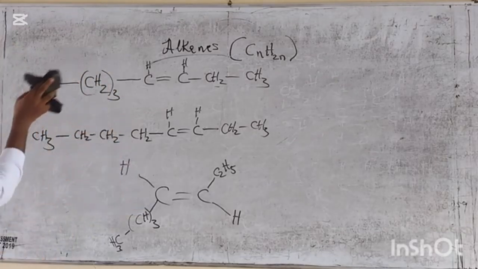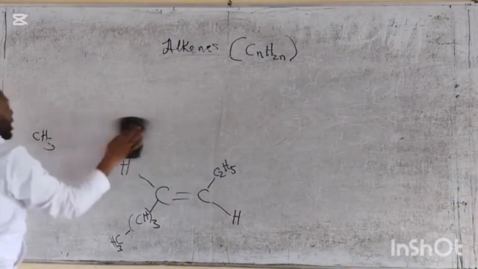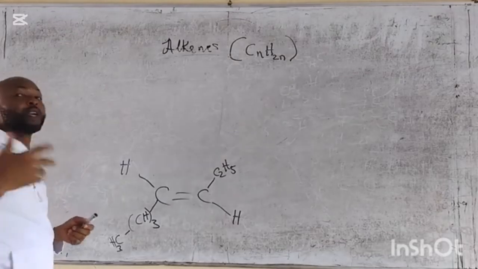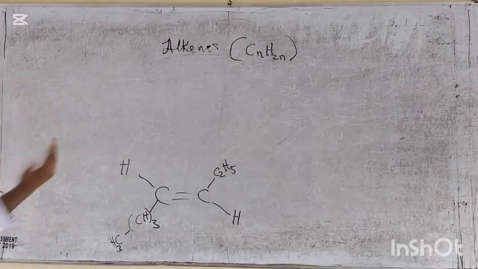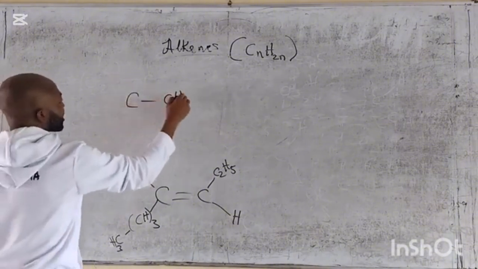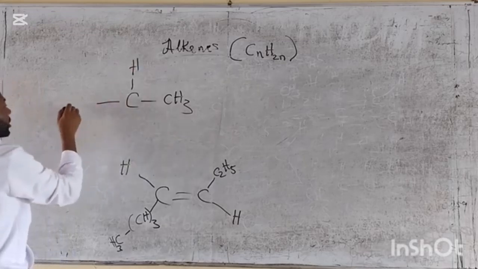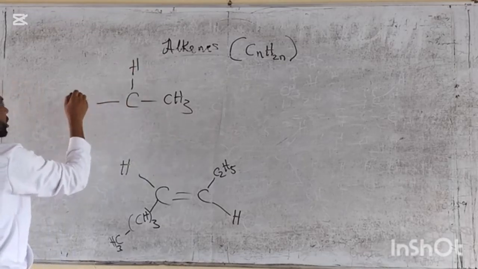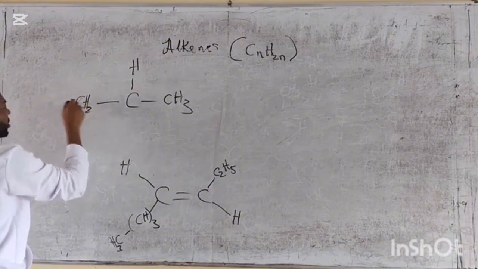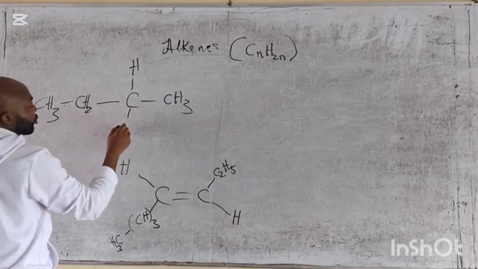Let's see what we do in terms of optical activity. All optically active compounds are able to rotate plane polarized light. We have a compound. This is CH3. This is hydrogen. This is CH. Let me put it in front. Then CH3 here. This is bromine.